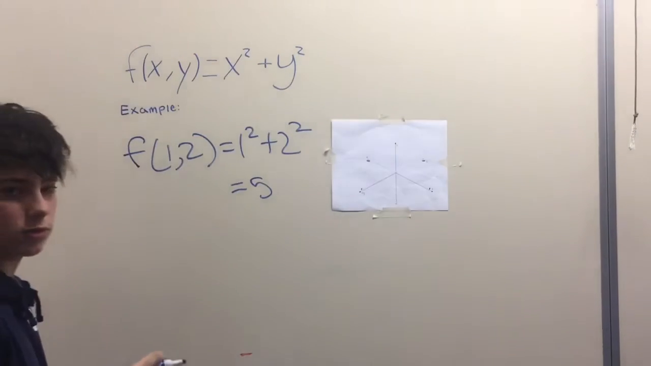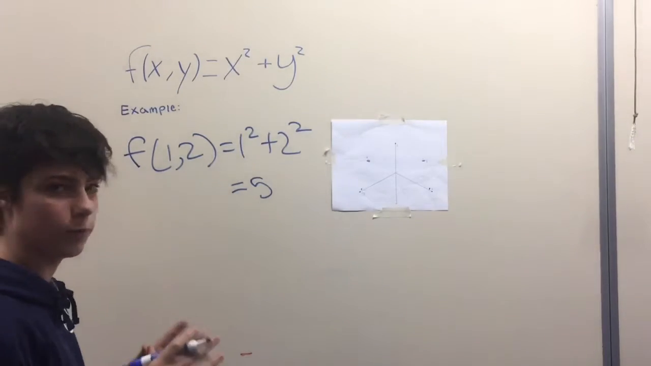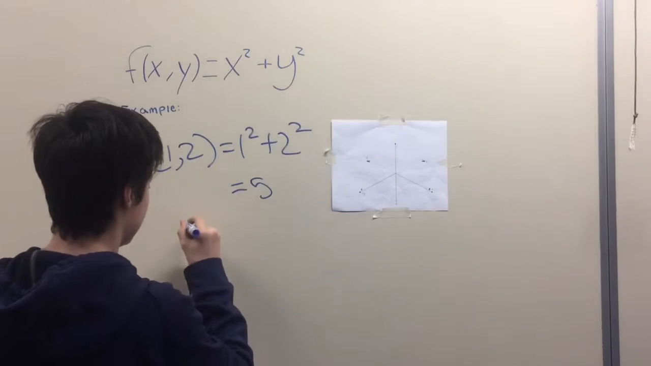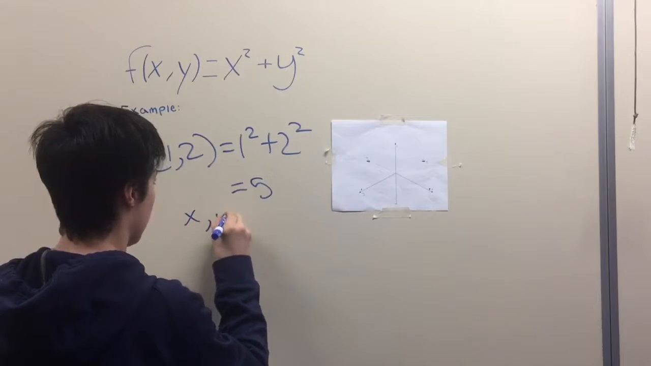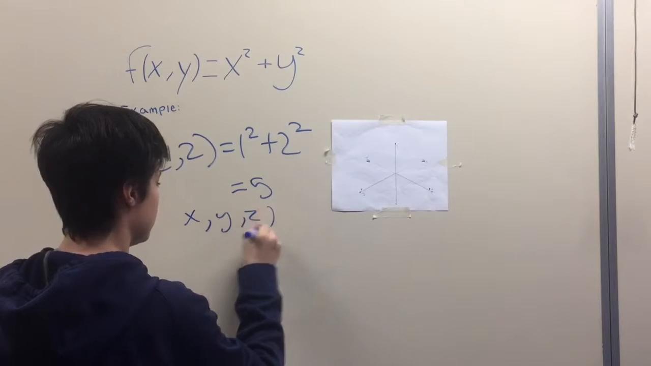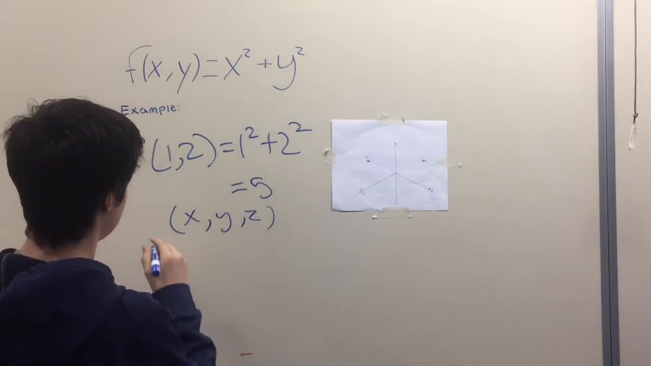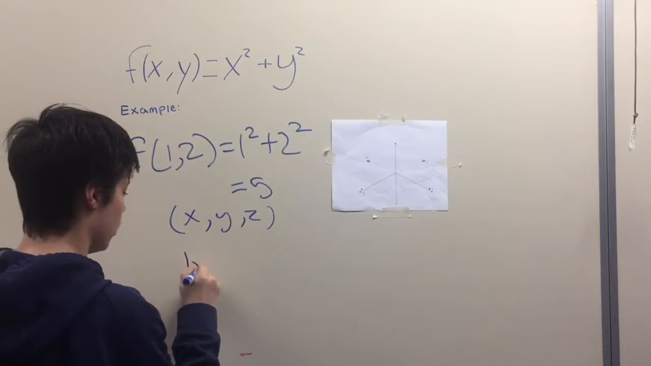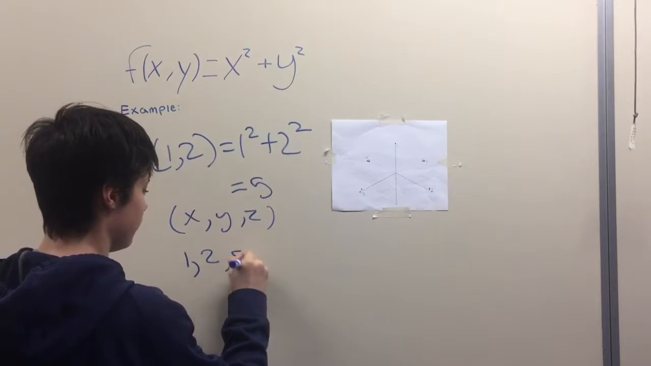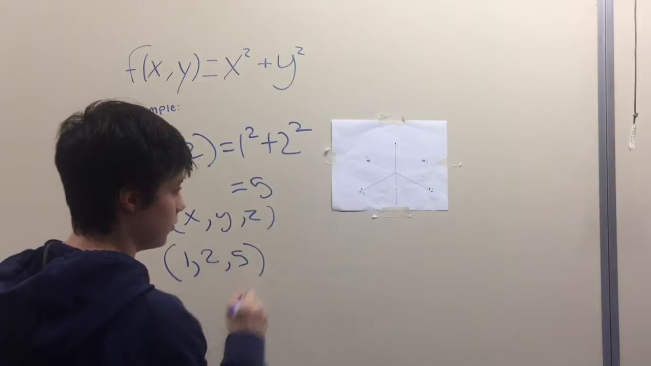So now we have to use a group of triplets, which is where you take x, y, and z and make them one point, sort of. So in this case, 1, 2, and 5 is our group of triplets.